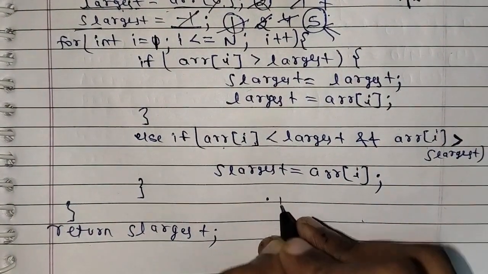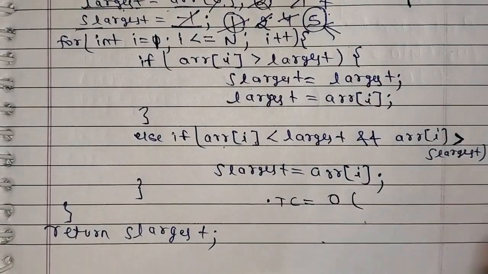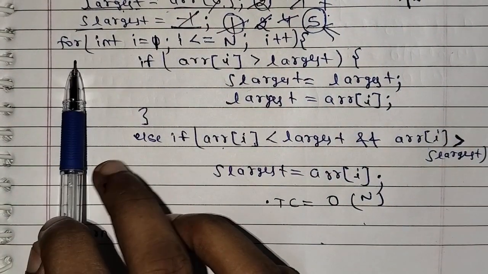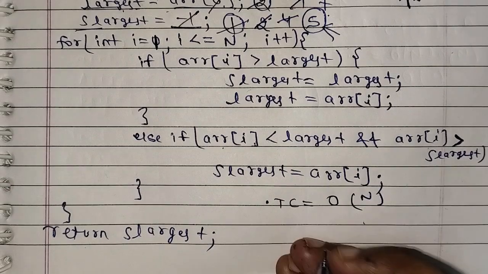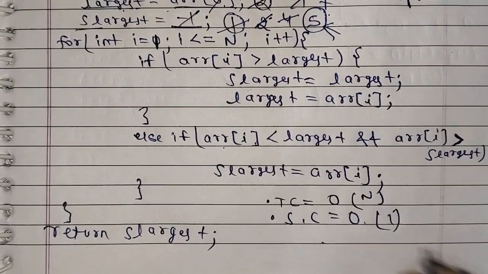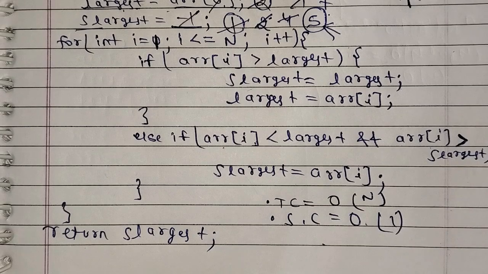Here the time complexity is big O of n, because we are iterating with a single loop, and the space complexity is big O of 1, because we are not using any extra space to store our array elements. By this we are completing our optimal approach for this particular question.